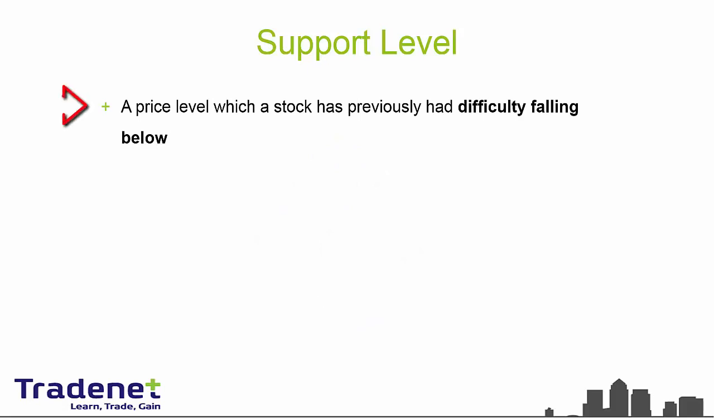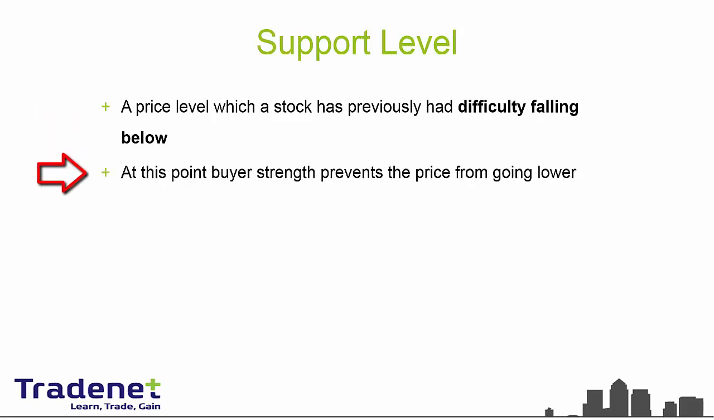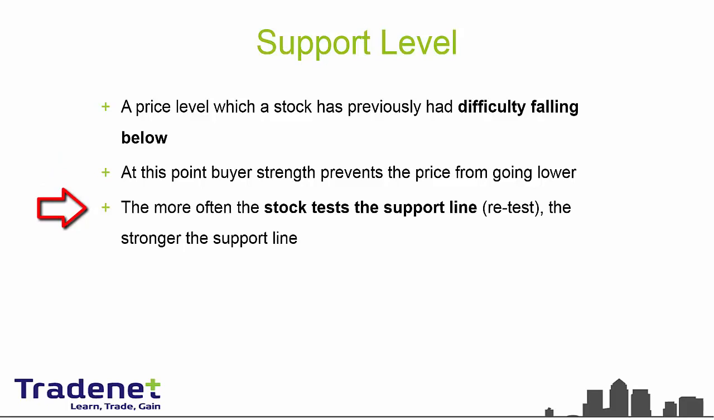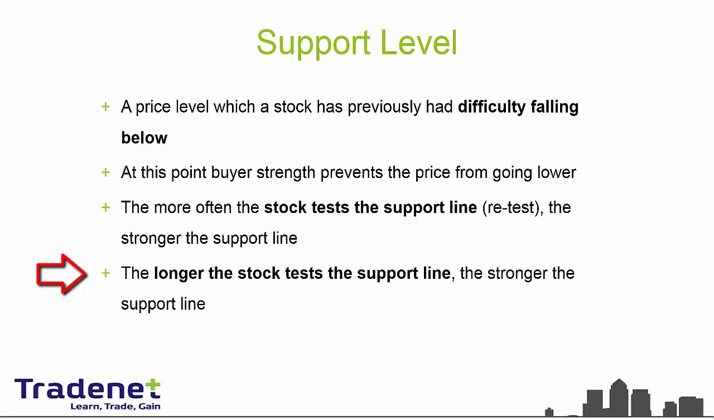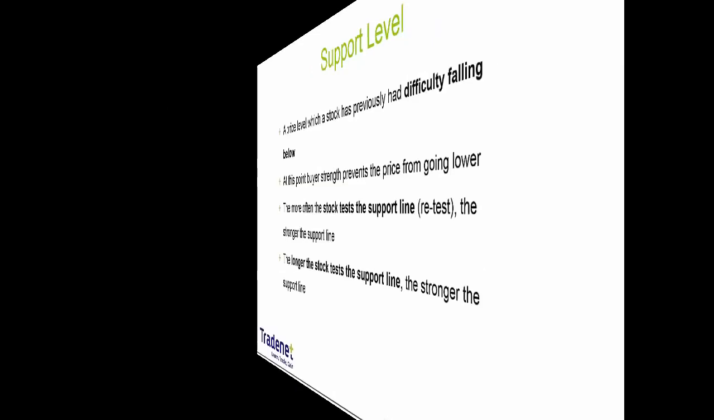A support level is a price level which a stock has previously had difficulty falling below, meaning it found buyers. At this point, as a support level, buyer strength prevented the price from going lower. The more often a stock tests or retests the support line, the stronger the support line is, meaning more buyers came at the same point. Meaning the longer the stock tests the support line, the stronger the support line is.